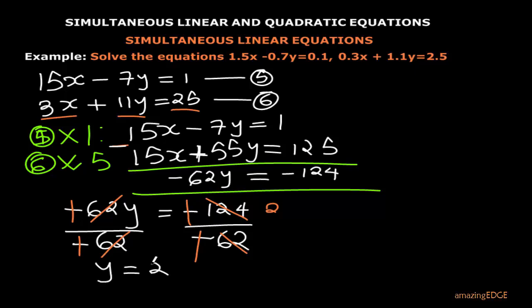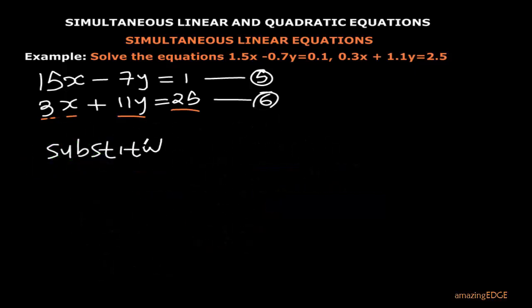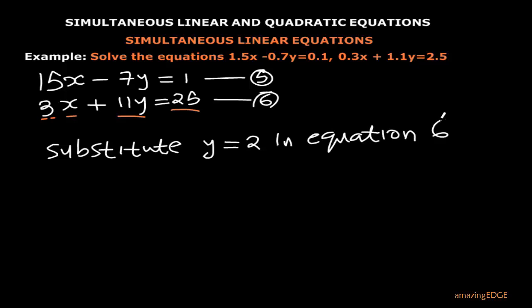So now you have gotten y. The next thing to do is to go back and substitute y equals 2 in any of the equations 5 or 6 in order to get the value of x. So we're now saying substitute y equals 2, sorry, y equals 2, in any of the equations. So let's say in equation 6, for instance. The choice is ours. So it means that any place we see y, instead of writing y, we write 2 there.